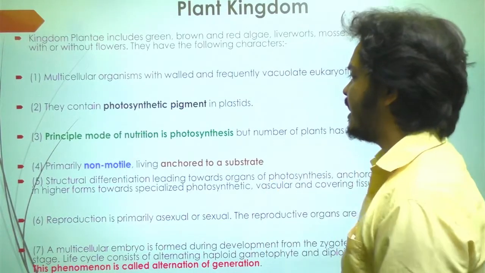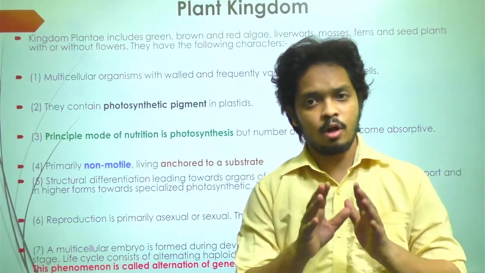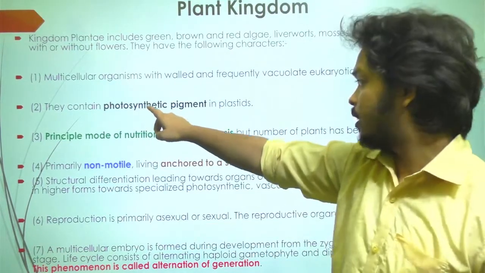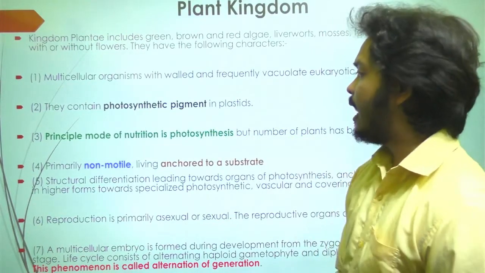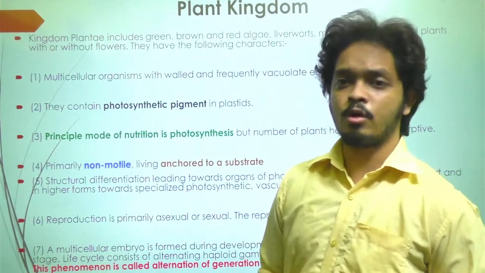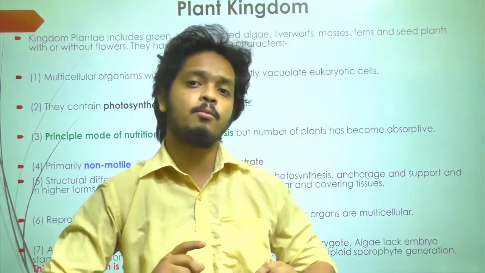Now, they contain photosynthetic pigments in plastids. They are autotrophic, we all know they perform photosynthesis, they have chlorophylls. The main photosynthetic pigment is chlorophyll. The principal mode of nutrition is photosynthesis. Remember, it is the principal mode of nutrition. They do have other modes of nutrition as well.